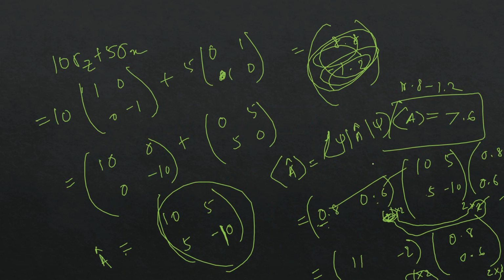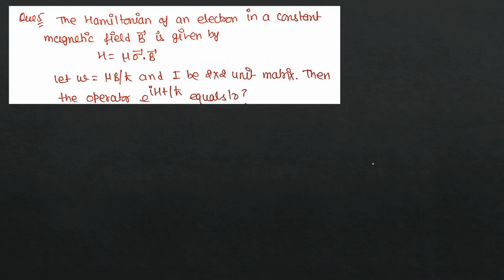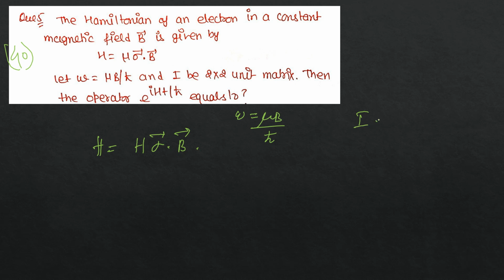Question number 39 gone. Now question number 40. The Hamiltonian of an electron in a constant magnetic field B is given by H equals mu sigma dot B, with omega equal to mu B by h cut, and I is the 2 by 2 unit matrix. Then the operator e to the power iHt divided by h cut equals how much?